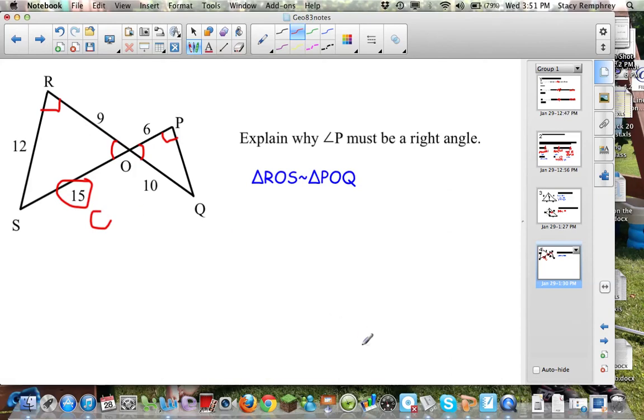So we'll get more into this later and talk about some uses of the converse of the Pythagorean theorem.